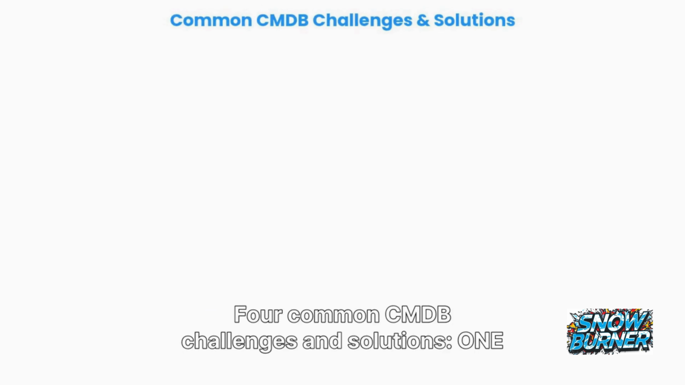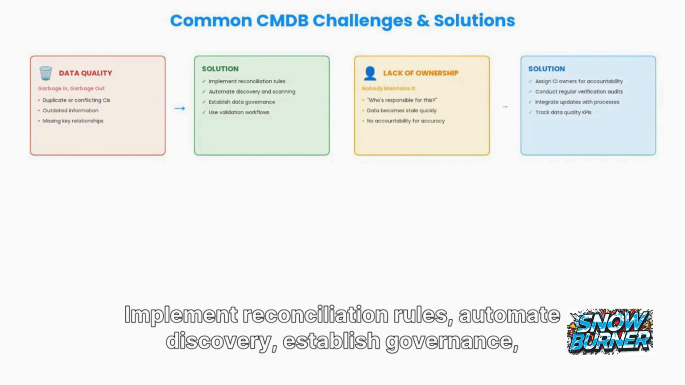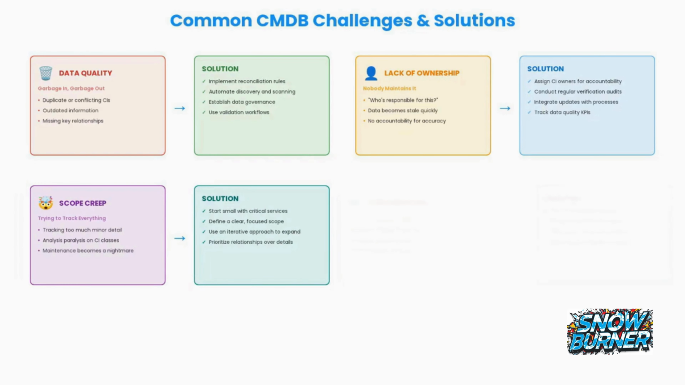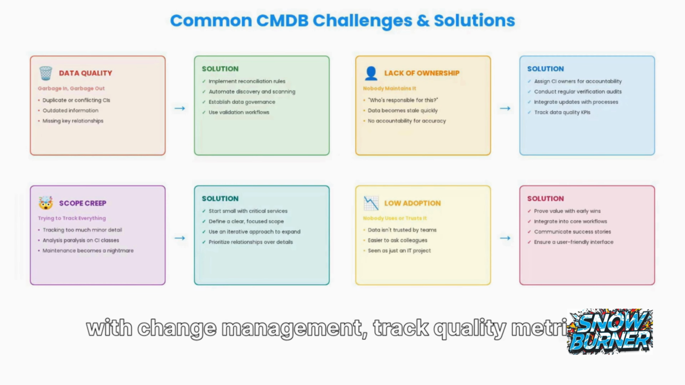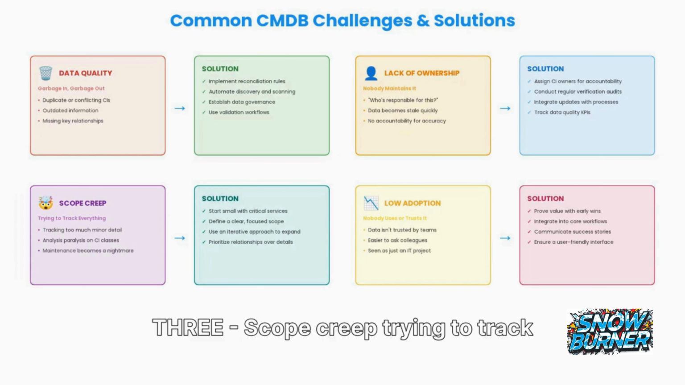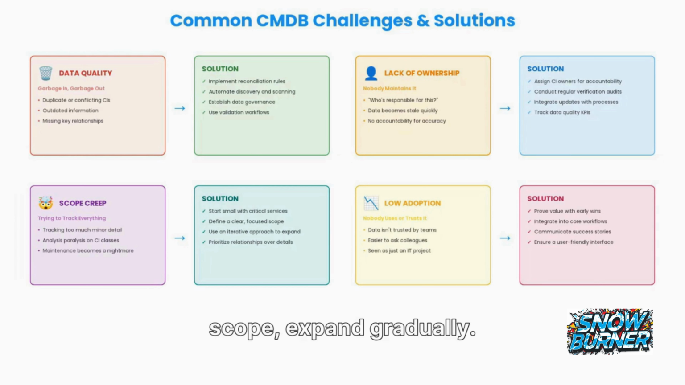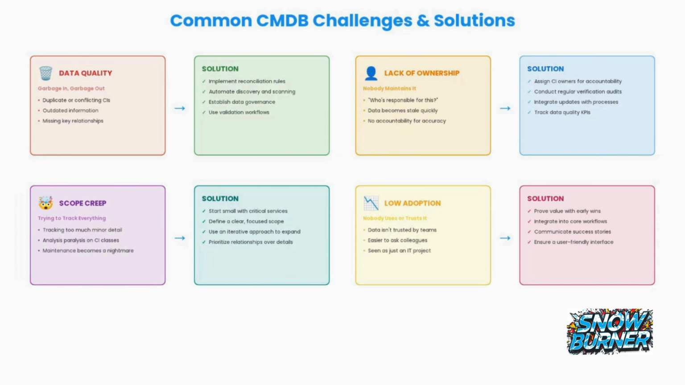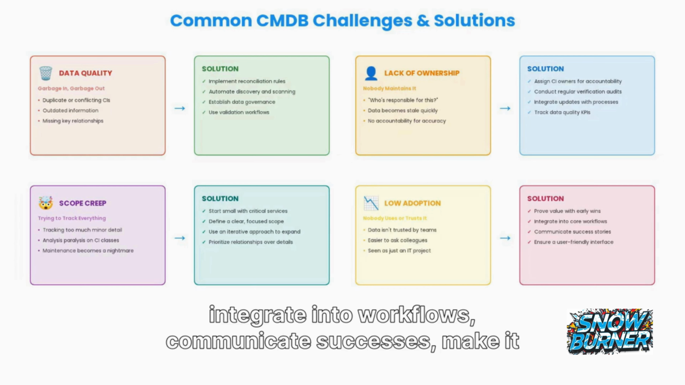4 common CMDB challenges and solutions. 1. Data quality issues. Implement reconciliation rules. Automate discovery. Establish governance. Validate changes. 2. No ownership. Assign CI owners. Conduct regular audits. Integrate with change management. Track quality metrics. 3. Scope creep trying to track everything. Start small with critical services. Define clear scope. Expand gradually. 4. Low adoption because nobody trusts it. Prove value early with incident response wins. Integrate into workflows. Communicate successes.